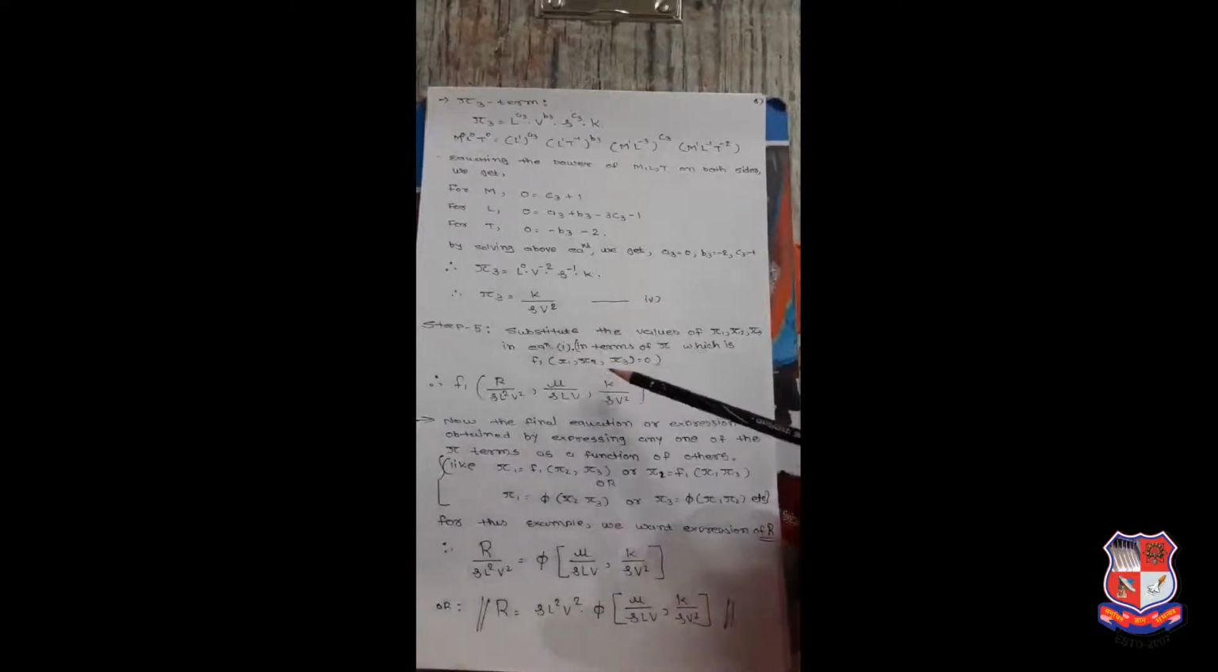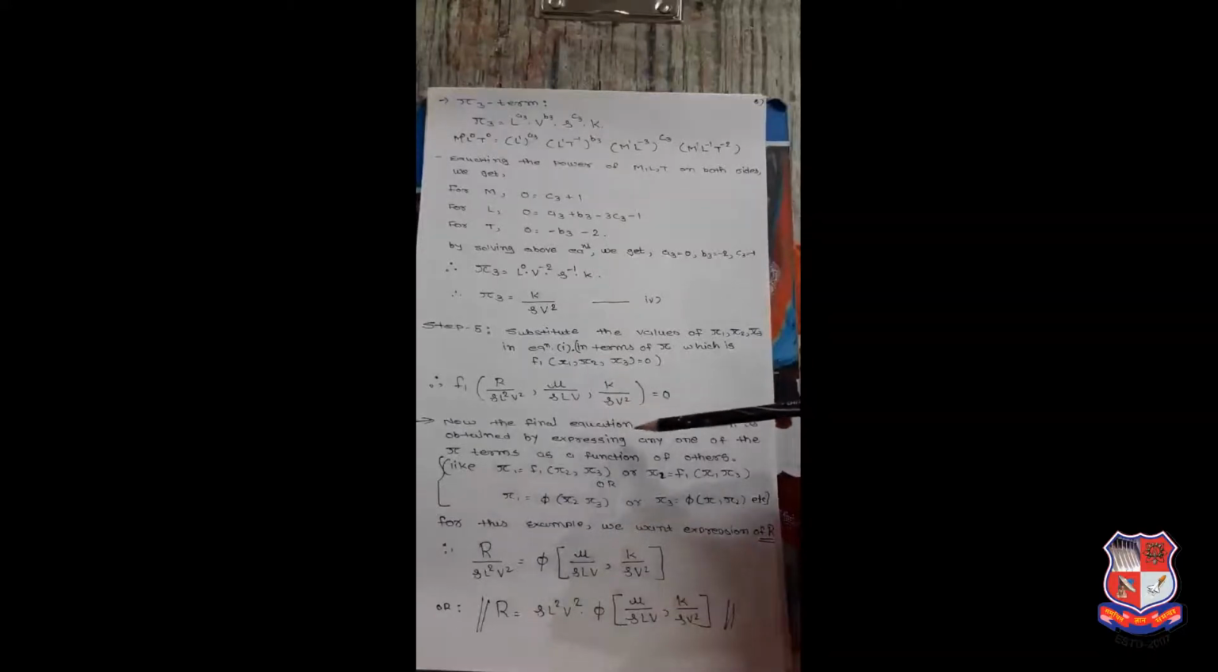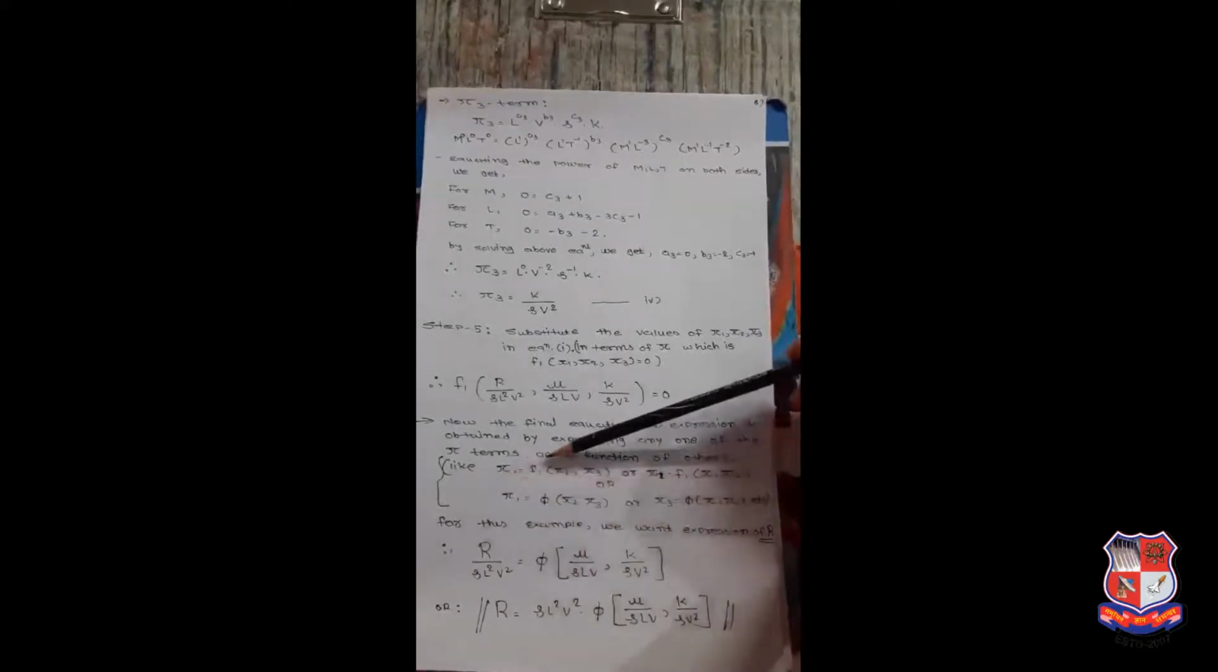Step 5. Substitute the value of pi 1, pi 2, pi 3 in equation number 1. In terms of pi, equation number 1 is f1(pi 1, pi 2, pi 3) equal to 0. So the equation, instead of in terms of variables, can be written in terms of pi terms. Now, the final expression is obtained by expressing any one of the pi terms as a function of the others. Like pi 1 is a function of pi 2, pi 3, or pi 2 is a function of pi 1, pi 3, and so on.